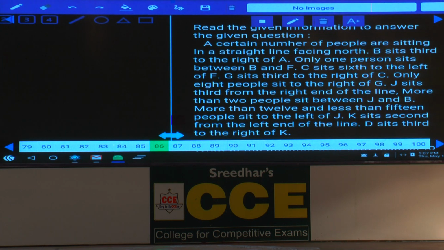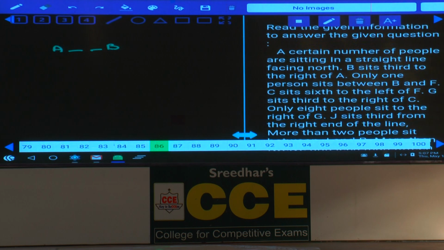Now this B is out to the right of A. If A is here, 1, 2, and B sits out to the right of A. One person sits between B and F. Tell me how many possibilities we can have? There are 2 possible. F can be here, or A blank blank B and F can be here. There are 2 possibilities. Done?